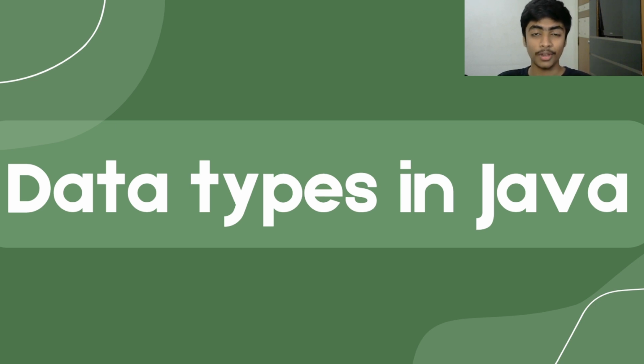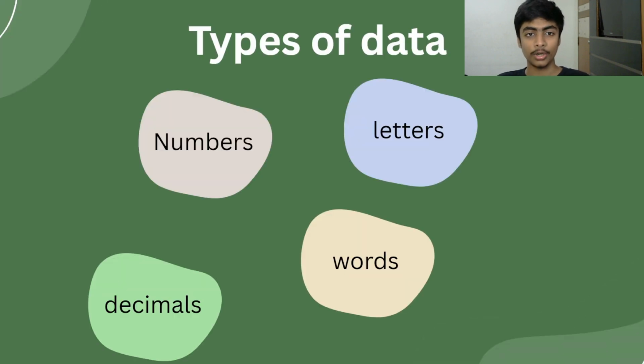In this video, we're going to be learning about data types in Java. So data types is not something that's entirely new. It's just the different types of data. For example, your data types could include things like numbers, letters, decimals, or words.